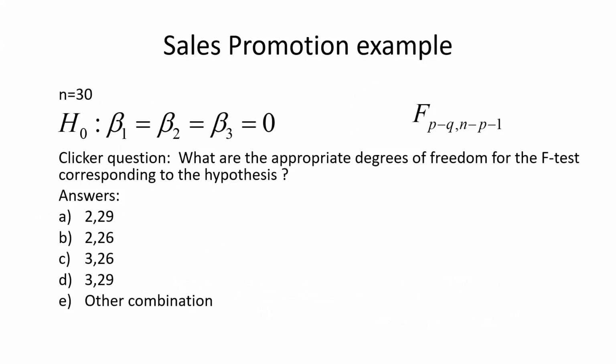We had 30 observations, right? And so the next question for you is, what are the degrees of freedom for the F-test, where I'm writing the formula up here. We have the numerator and the denominator degrees of freedom. And I have some answers here. So I will let you answer this, and I'm moving on to the next slide.